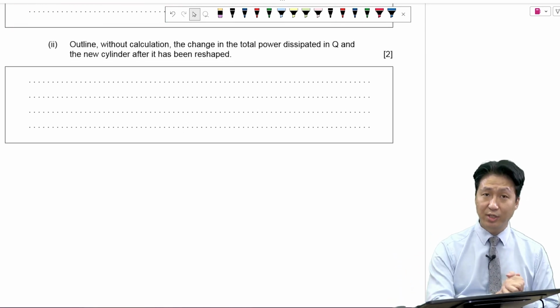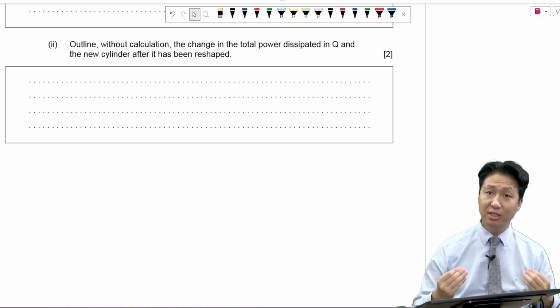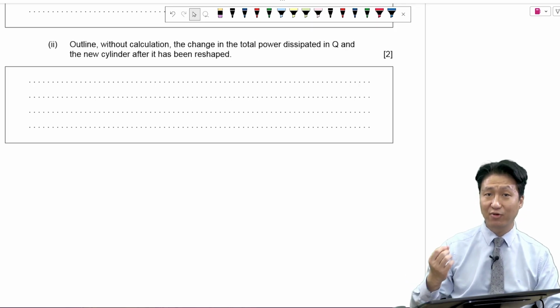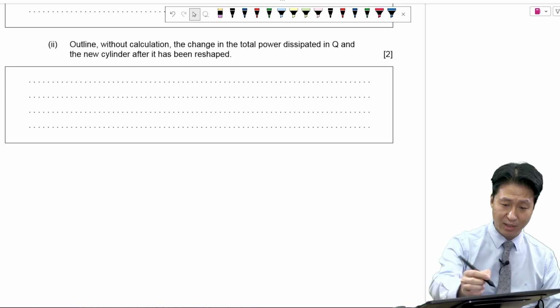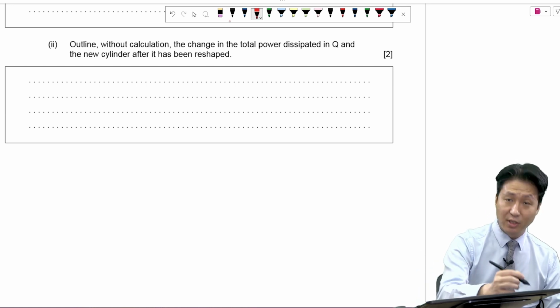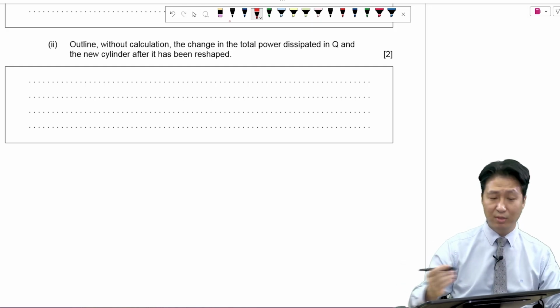In the second part of this question, it asks us to outline without calculation the change in the total power dissipated in Q and the new cylinder after it has been reshaped, basically the power through the lower branch or the lower path. So increasing the resistance means the total resistance of the lower path has also increased.